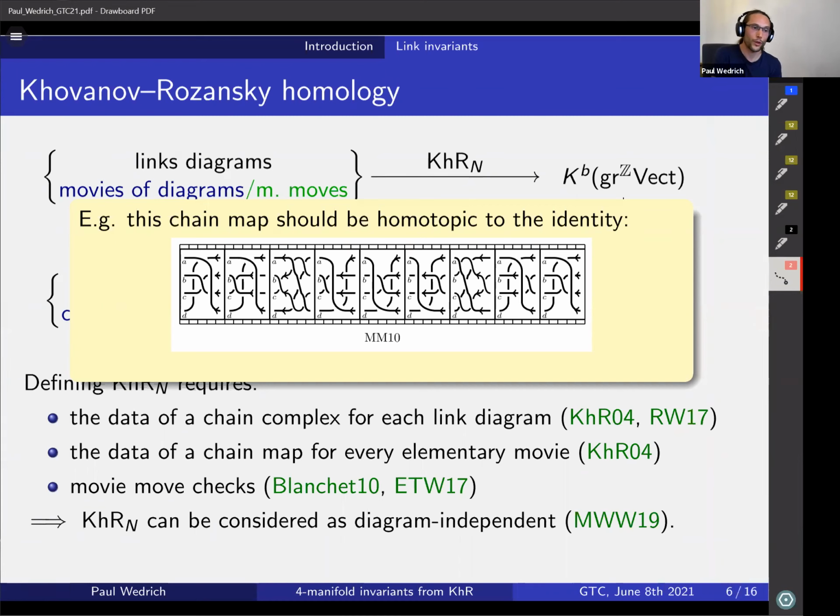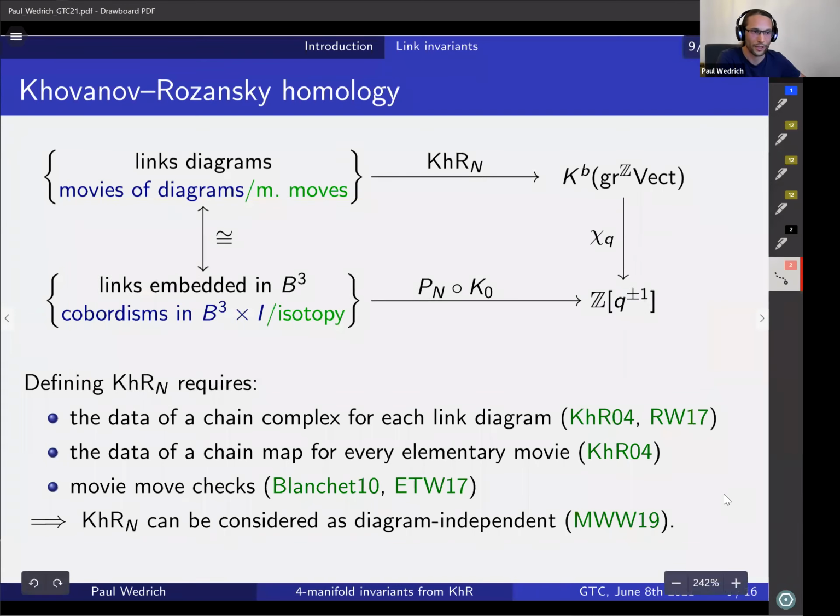The good thing is that once you have checked all of these movie moves, then you can essentially consider Khovanov-Rozansky homology as diagram independent. Diagram independence in the sense that it does not matter which diagram you choose, because whenever you choose 2 diagrams, then you get somehow isomorphic spaces, and every path between them gives you an isomorphism from this one space to the other space, and it actually doesn't matter which path you take because they're all coherent. Okay, so that's somehow the gist of this construction of link homologies via diagrams. You have to do these 3 steps.